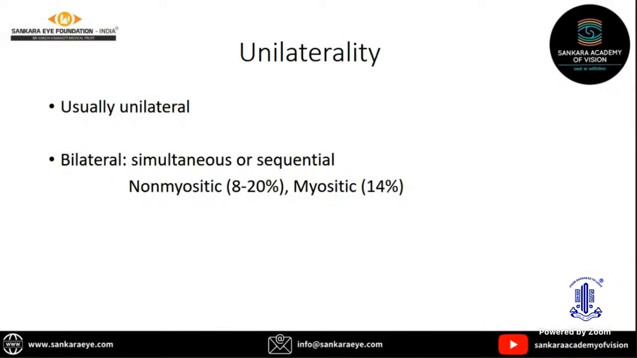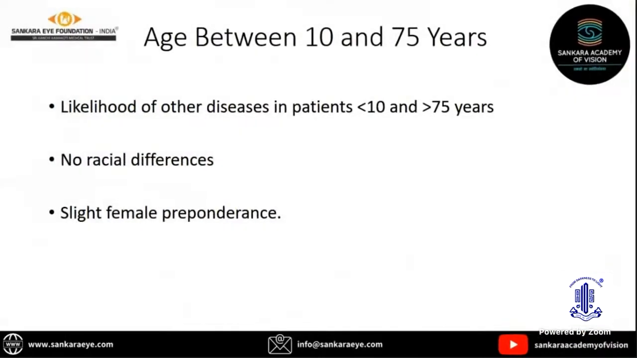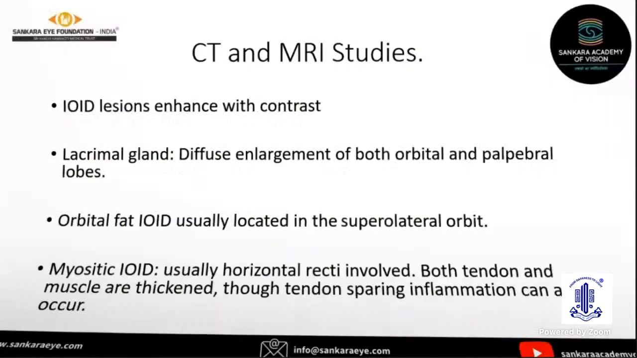Regarding laterality, it is usually unilateral. Bilaterality is also common and can happen, simultaneously or sequentially. In the non-myocytic type it is about 80 to 20%, and in the myocytic type it is about 14%. Usually, if the patient is presenting with bilateral disease, we should always look for the possibility of a systemic disease. The age is generally between 10 to 75 years. No racial differences were found across the studies, but they found a slight female preponderance.